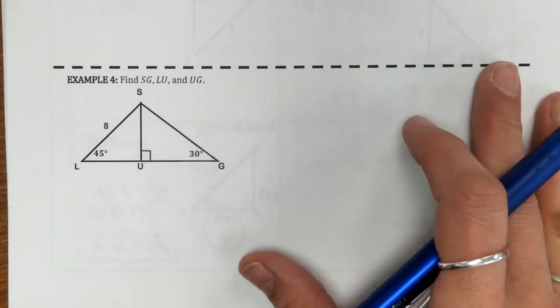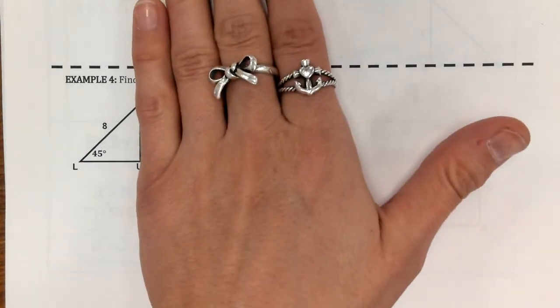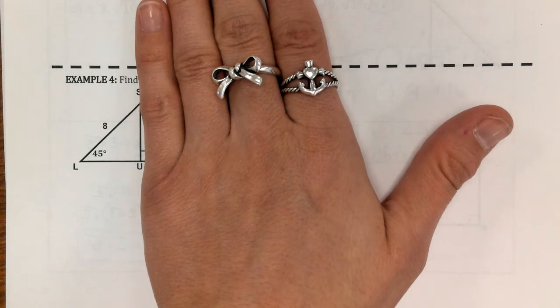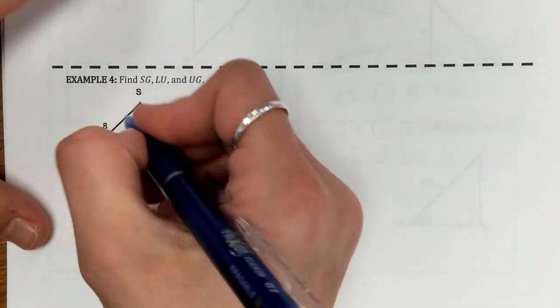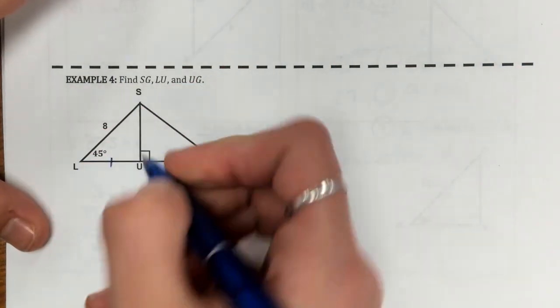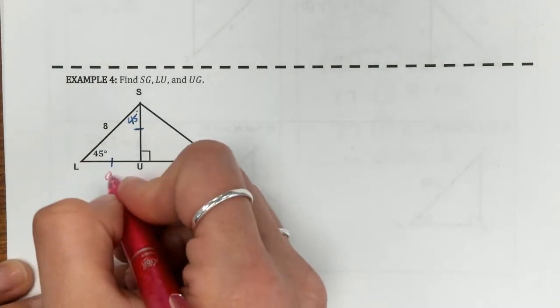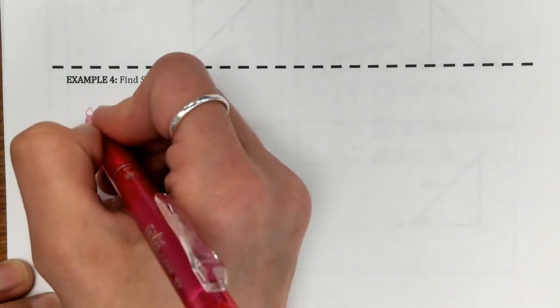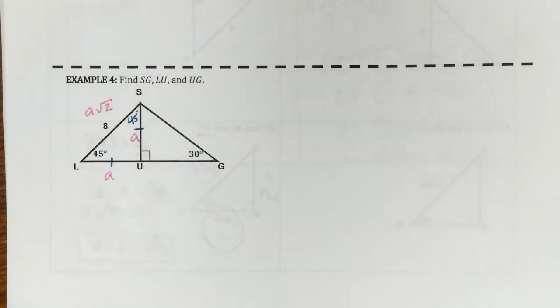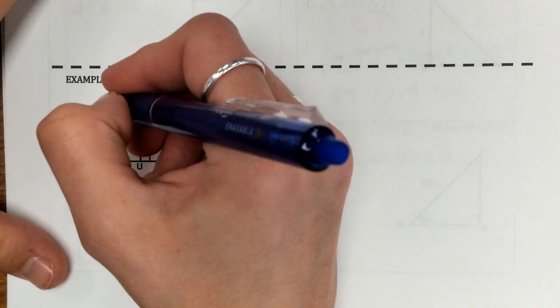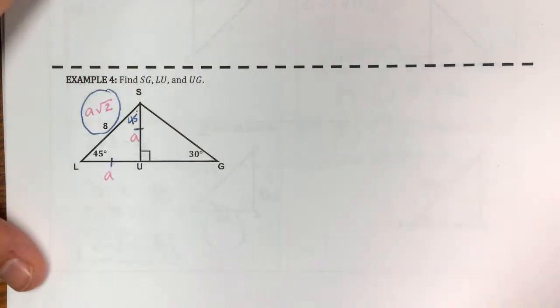For example 4, we're not going to pay attention to triangle SUG just yet, because that's going to go on to the next lesson. Here, we do need to understand that segment LU and segment SU will be congruent, because here's our other 45-degree angle. So we label with our a and our a square root of 2. We could go ahead and use that same shortcut that we used on example 3, or again, of course, I'm going to work it all out for you.